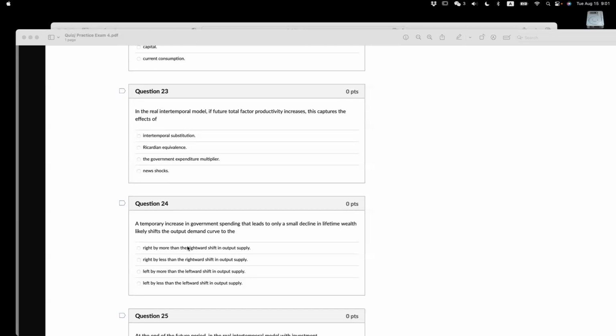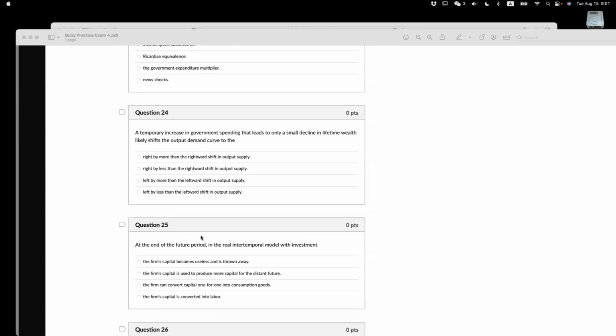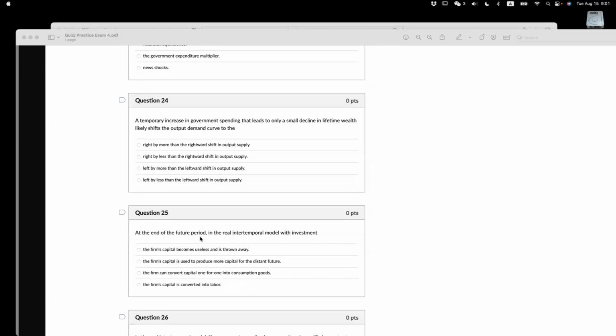in class, right? So now question 24, a temporary increase in government spending that leads to only a small decline in lifetime wealth likely shifts the output demand curve to the right by more than the rightward shift in output supply, right? Because this is a temporary increase in government spending. Okay.